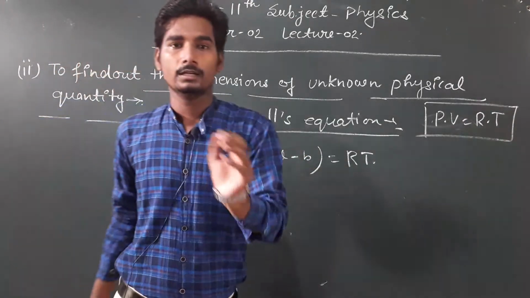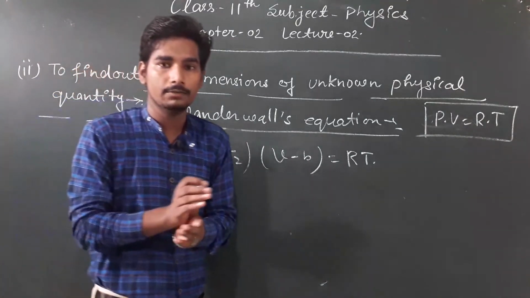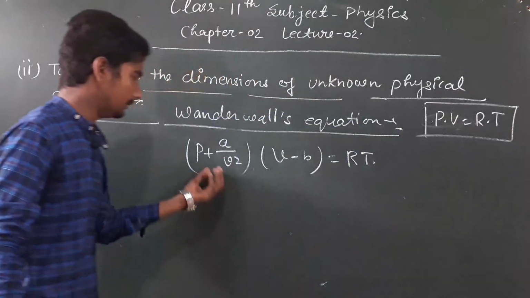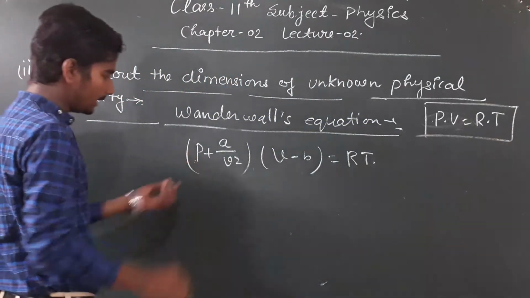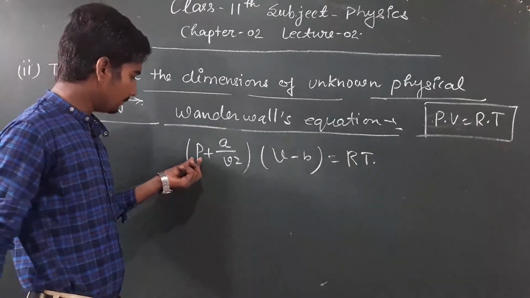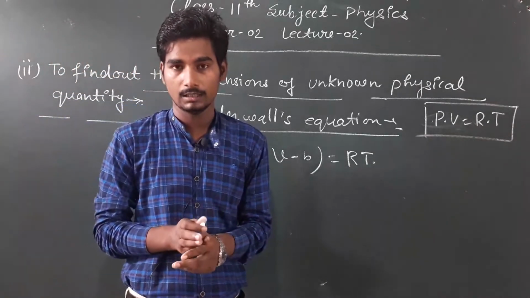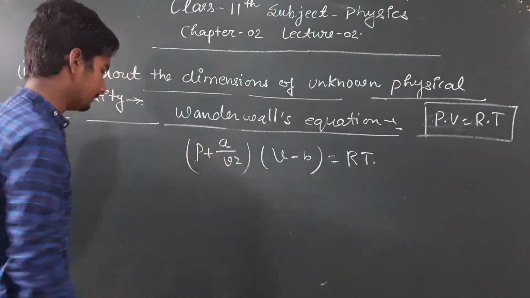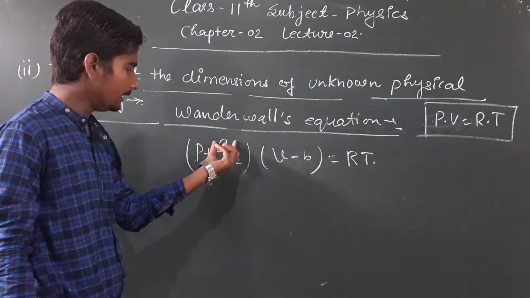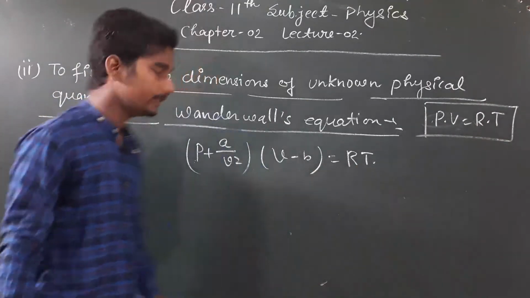Now if you can remember, the principle of homogeneity of a dimension says that if two quantities are added with each other, then both of the quantities have equal dimensions. So if we are adding P to A upon V square, then P and A upon V square must have the same dimensional formula, otherwise they won't be added. What does it mean? If we have to find out the dimensional formula for A, then we can get it with this equation only, not with this one, right?